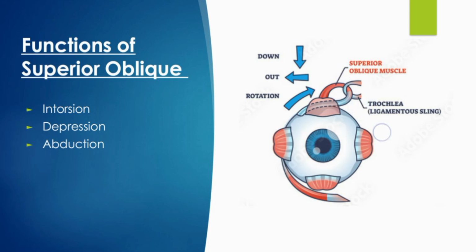So here you can see this is the trochlea from which the superior oblique muscle gets a turn. So oblique means that it has a turn. That is why its primary function is cycloduction, or the rotational primary function. And here you can see its insertion point. So this will help the eye to move inward.